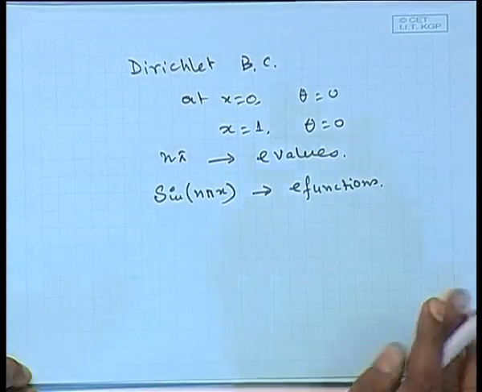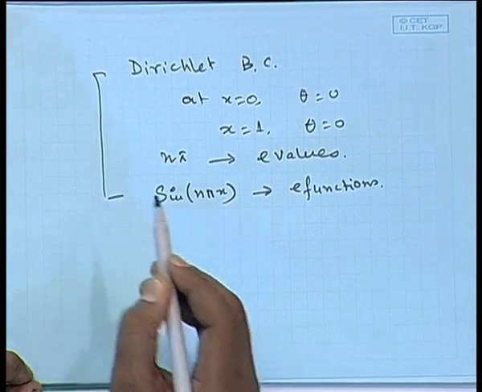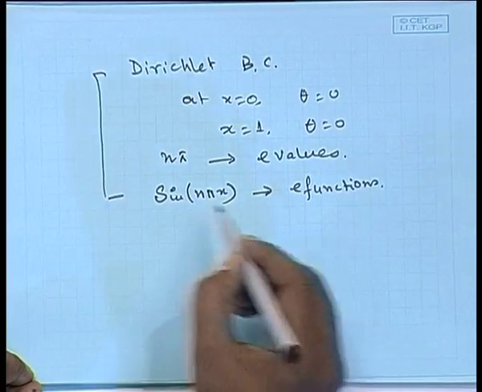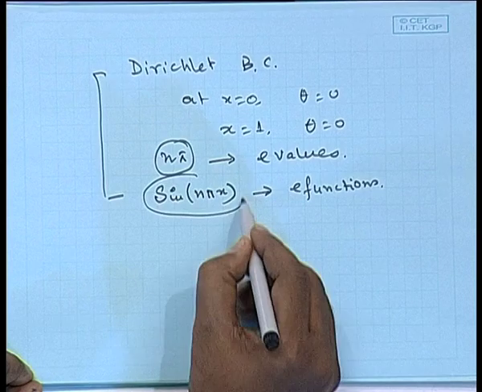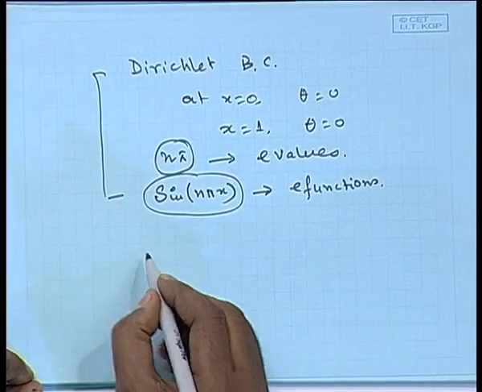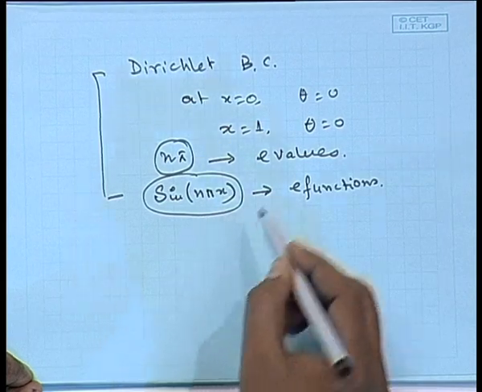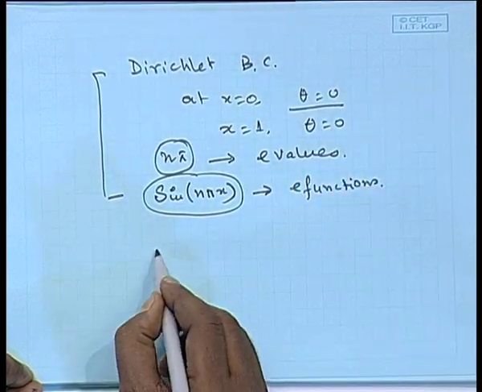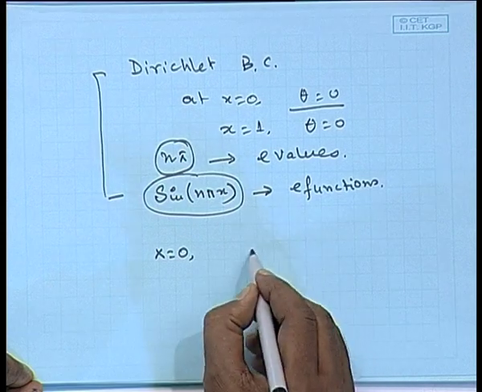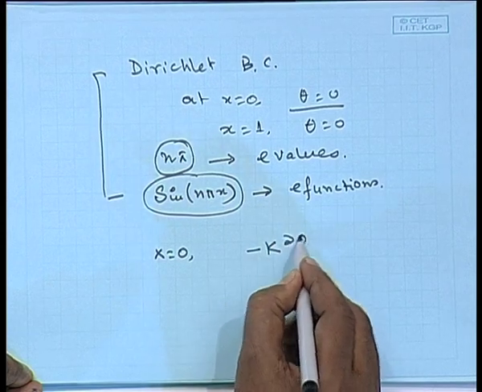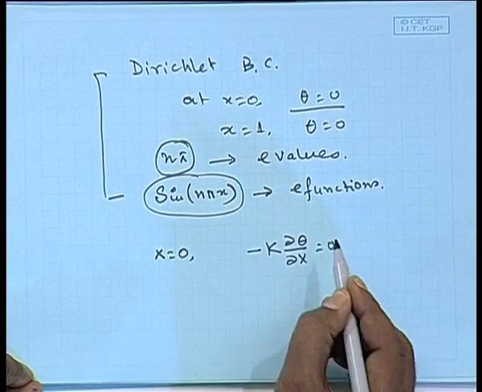Now, we will be considering some more general cases, where these eigenvalues and eigenfunctions will change. For example, if you have a Neumann boundary condition, that means a derivative boundary condition existing at x equal to 0, let us say minus k del theta del x is equal to 0.